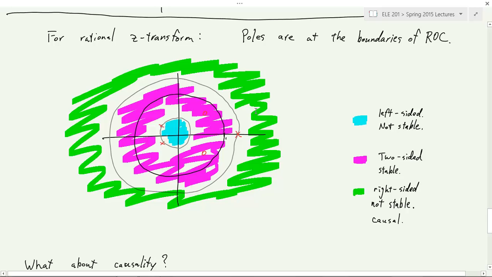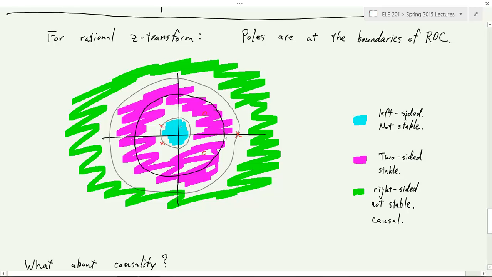For the blue one, this is a left-sided signal and it's not stable. The reason we know it's left-sided is because it's inside. It has no inner boundary. So that means it's left-sided. And it's not stable because the unit circle, this black, is not in the region of convergence. So a left-sided, not stable system, you think of something that goes to the left and is growing.